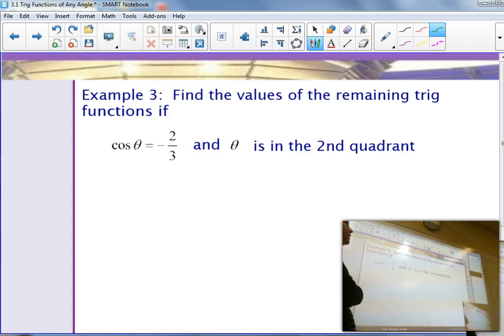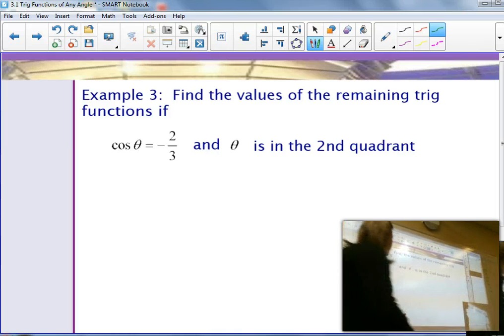Let's do example 3. Let's find the values of the remaining trig functions if we know the cosine of theta is negative 2/3 and we know theta is in the second quadrant. Everybody should tell me what's the first step. Draw the quadrant. Draw the picture, right?